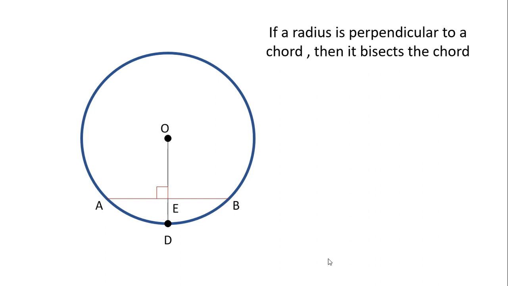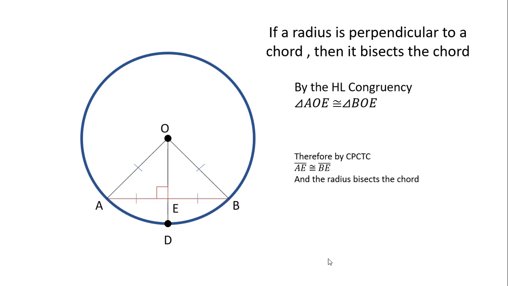Now, with chords, if a radius is perpendicular to the chord, then it bisects the chord. All right, so here we have the radius OD and the chord AB, and they're intersecting at E, and it's a right angle since we are already given that. So with those two radii, we know that the radii are equal, and OE is equal to itself. Therefore, by the hypotenuse leg theorem, those two triangles are congruent. Therefore, AE and BE are congruent, and the radius bisects the chord.